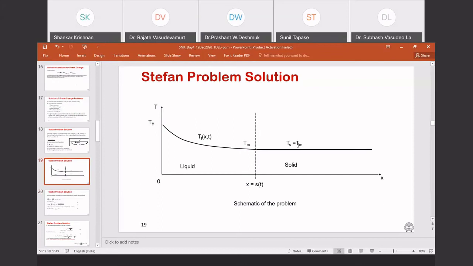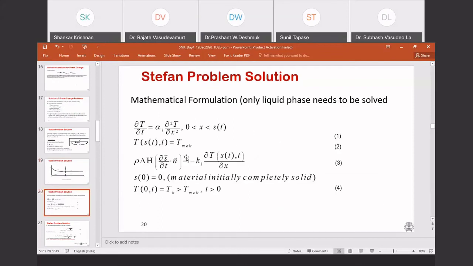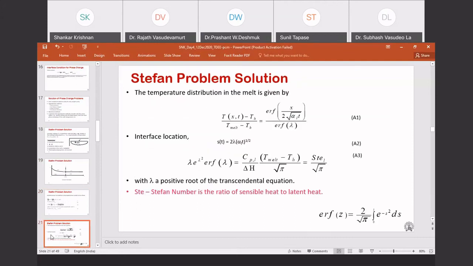That means there is no conduction in the solid, so we can ignore the flux from the solid, so you treat only the heat flux in the liquid region. That will be balanced by the latent heat part. Initially, the solid-liquid interface at time 0 is at location x equal to 0, and for any time greater than 0, the boundary temperature is TH. So that's the boundary condition.